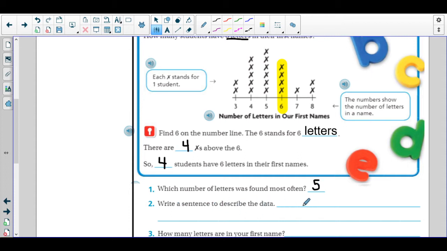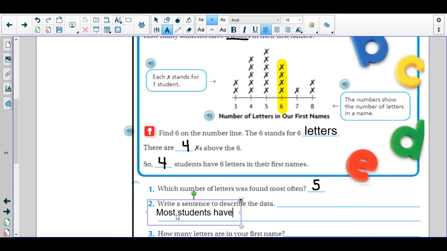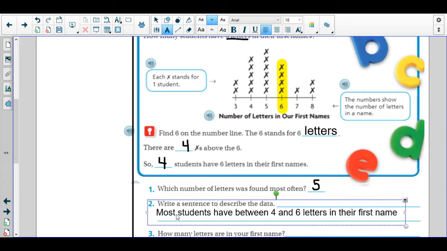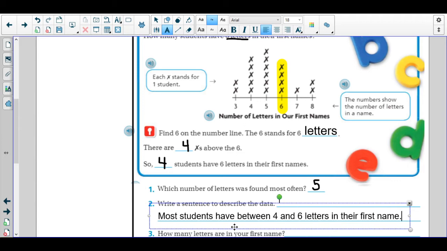Write a sentence to describe the data. Well, that could be just about anything. But I am going to say, for this sentence, most students have between 4 and 6 letters in their first name. Most students, not all of them, but most.